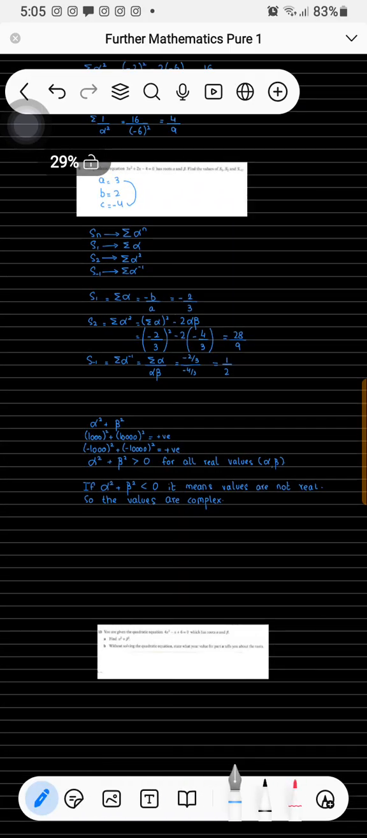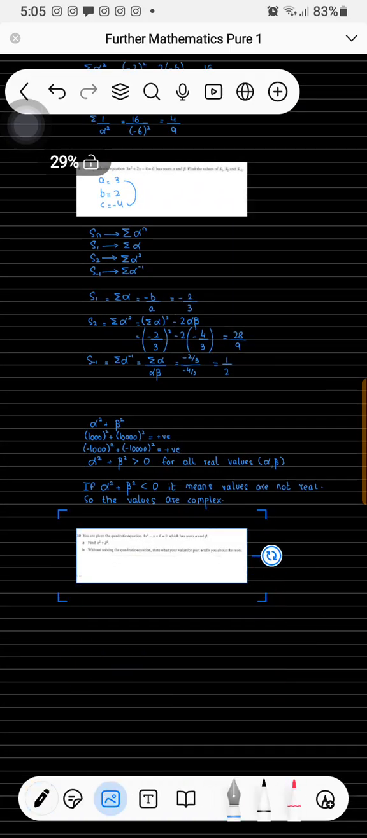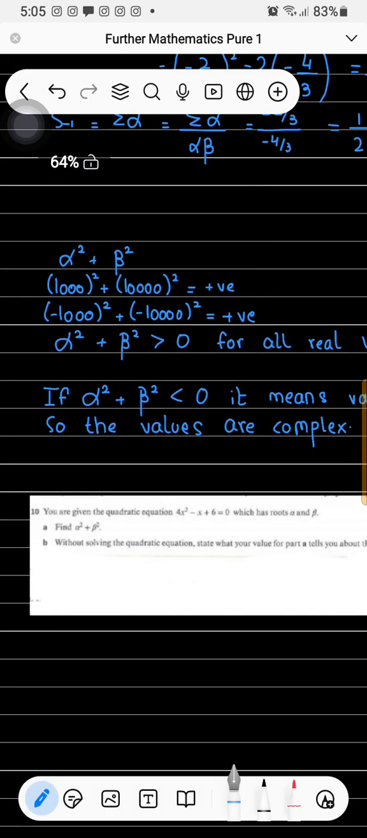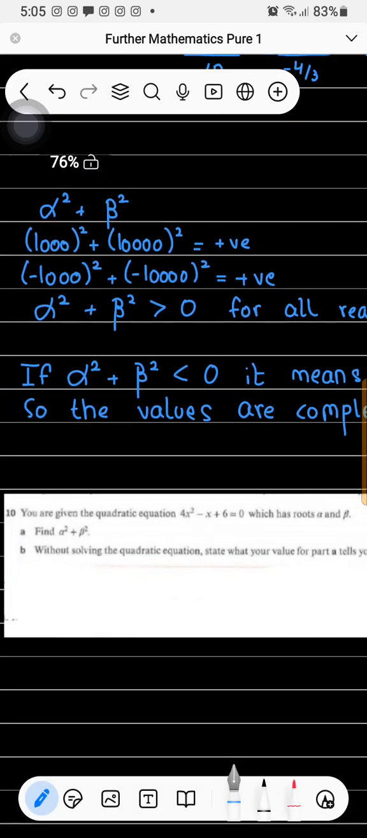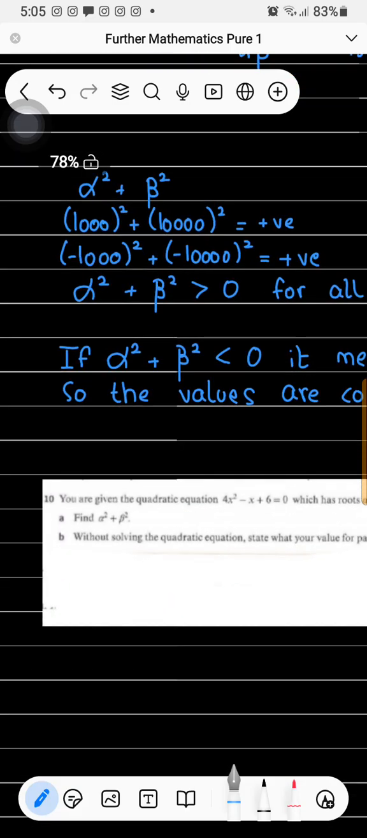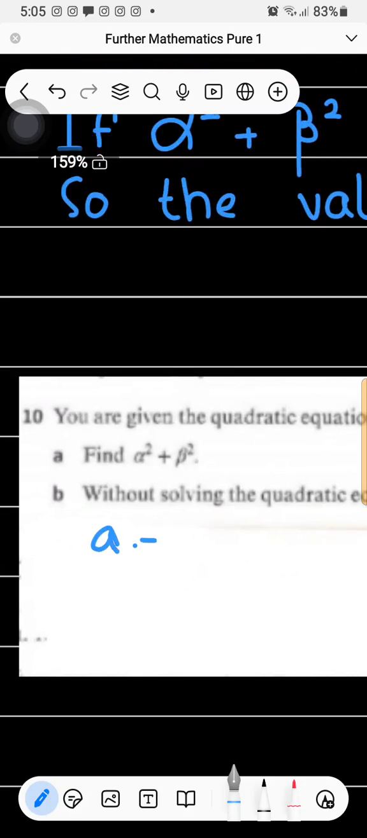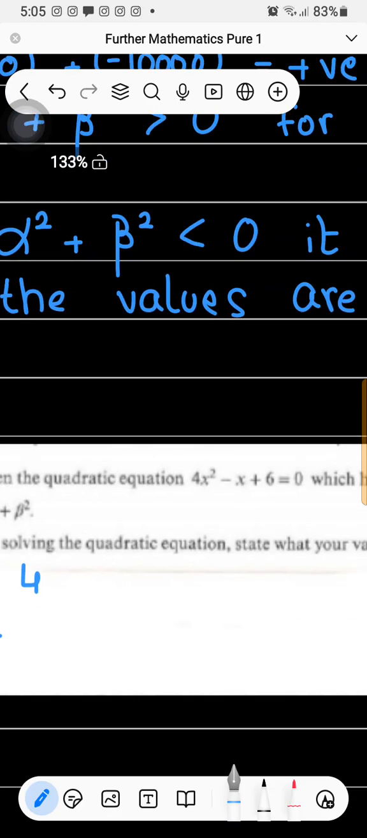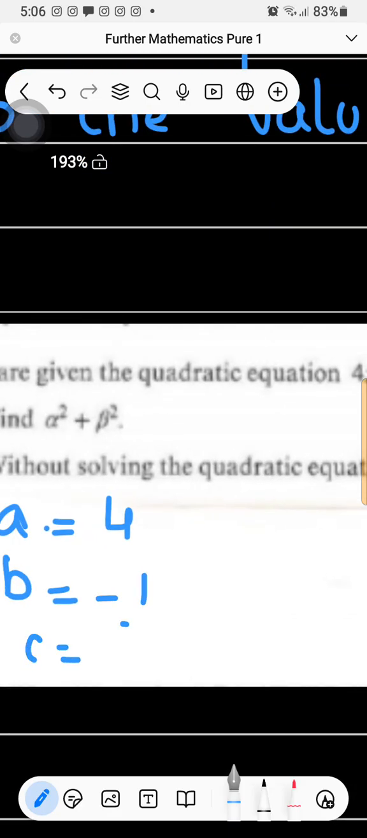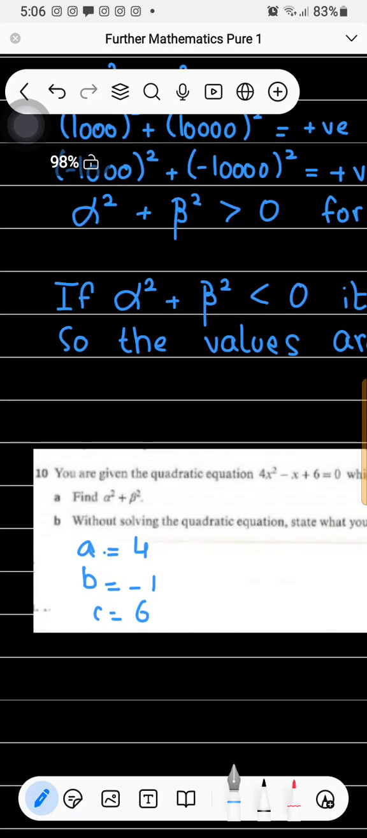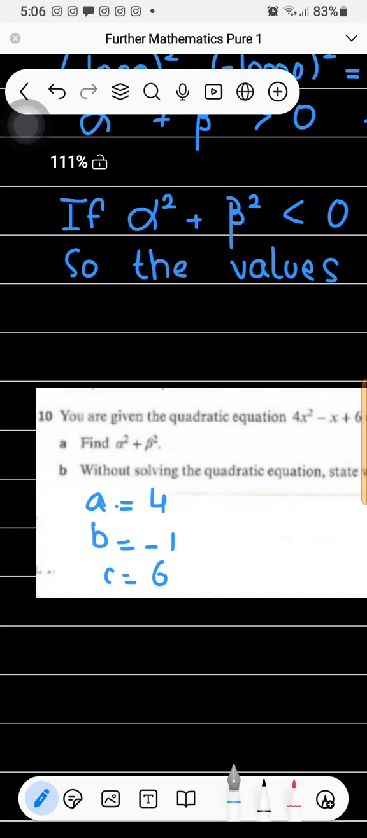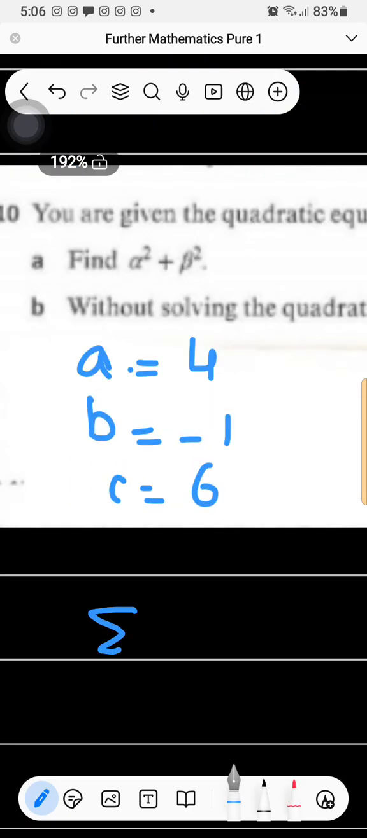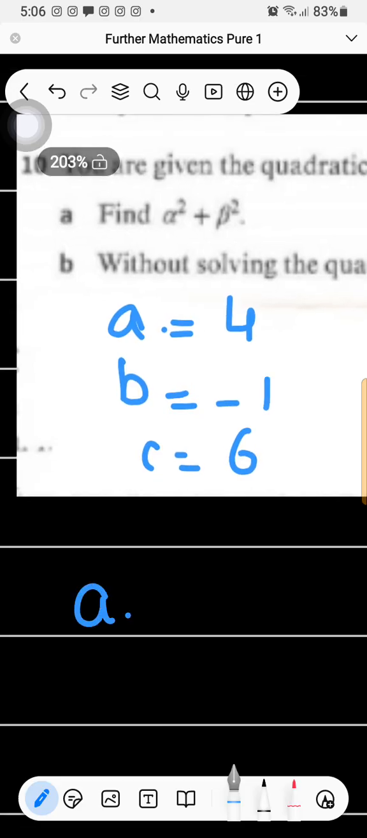Okay, so let's do our last question of the first topic, quadratics. Yeah. So the question is, you are given the quadratic equation 4x square minus x plus 6 equal to 0, which has roots alpha and beta. So let's write a equal to 4, b equal to minus 1, and c equal to 6. Okay, and he asked to find out sum of alpha square. Wait, it's part a, let me write it.